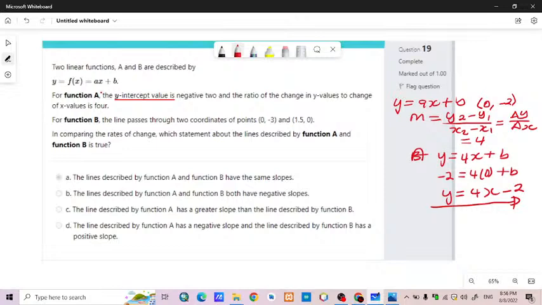Okay, then for b we are given 2 points. They just want to test if you can calculate the gradient. You are given this one, this is your point 1, and then this is point 2. So you have to determine the gradient for b. So let me just write it here. m equals the change in y over the change in x in this case.